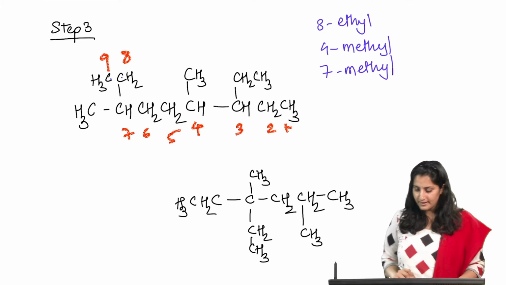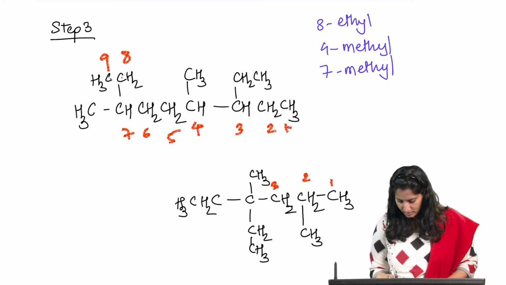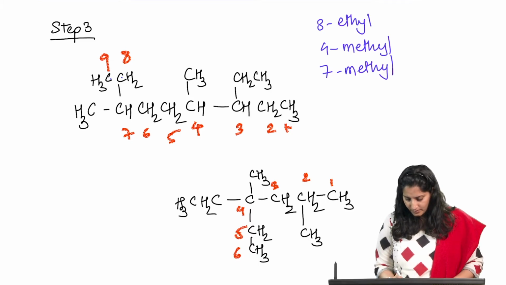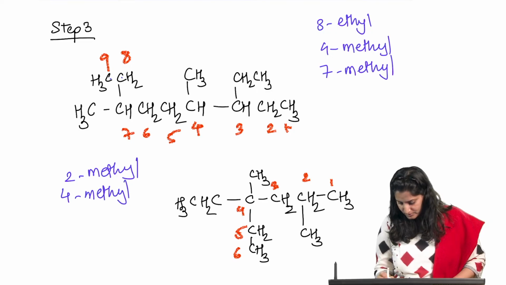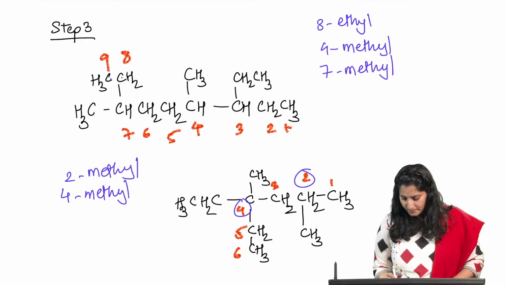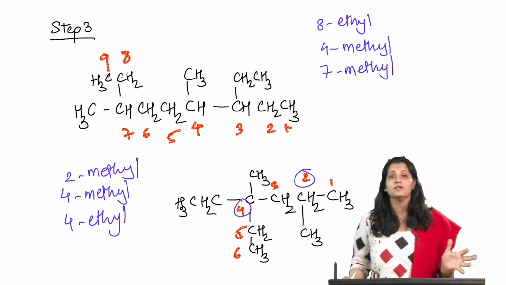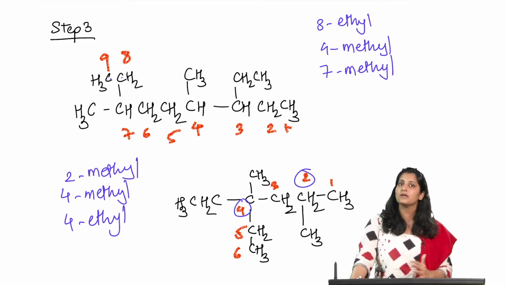Is it good? Okay. Now, let us try to do this one here. I have 1, 2, 3, 4, 5, 6 as the longest continuous chain. Now, in this case you have a 2 methyl group, you have a methyl group at position number 4, right, and then there is also an ethyl group on the same carbon, which is carbon number 4. Okay.